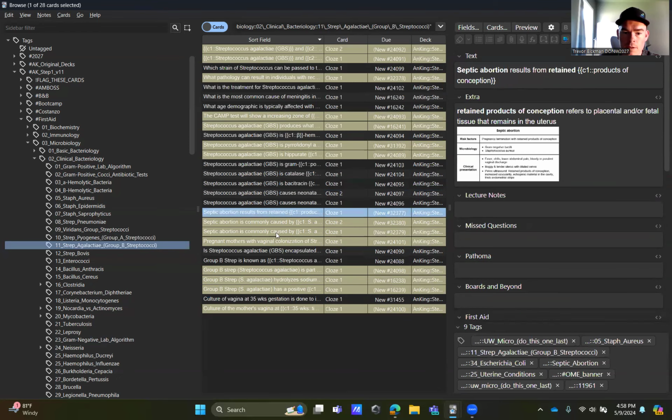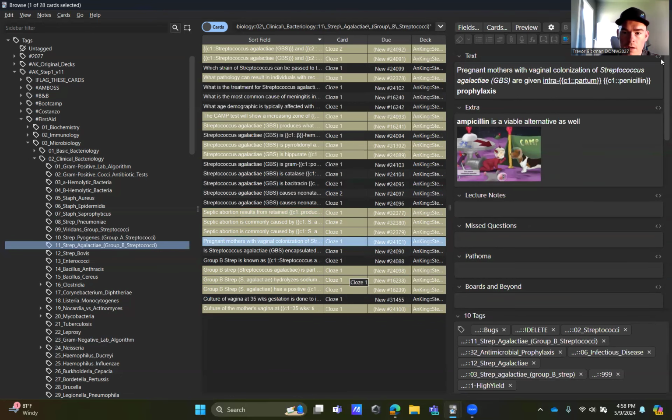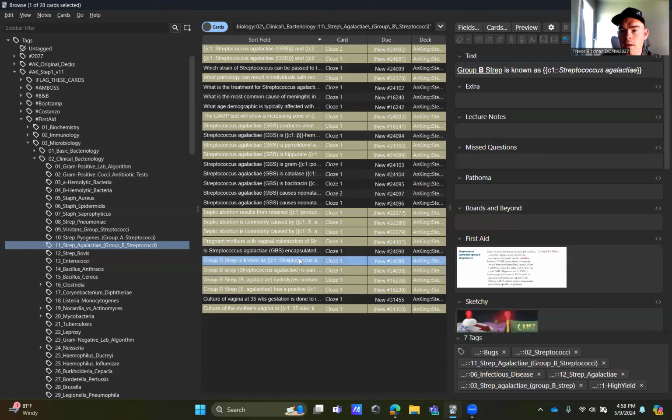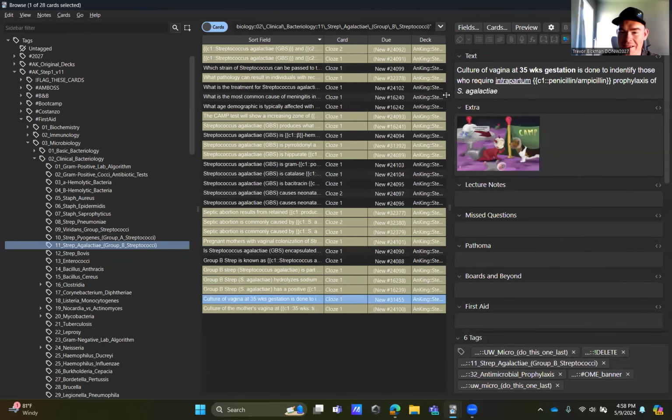And then skip over these next 4, talking about septic abortion, pregnant mothers here, because we got a card for the pregnant mothers that's coming in down towards the bottom. You want to pick up, it's encapsulated, it's a group B strep, and the card for the names. And then the second from the bottom is talking about the pregnant mothers being screened for it. And that is it for this section.